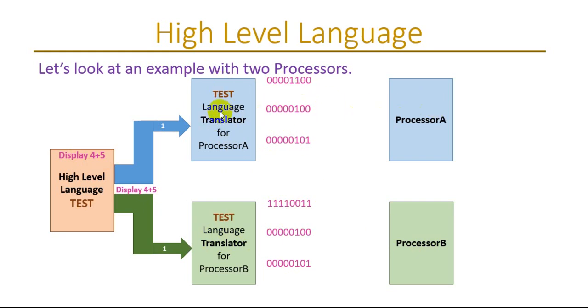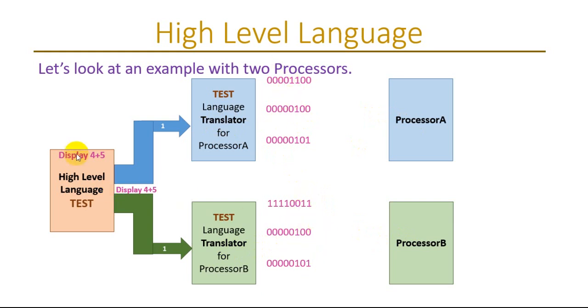So accordingly, each translator will translate according to that. From this, you will understand that whatever is translated from this will not be usable by this processor. B's translation will not work on A and vice versa. That is, A's translation will not work on B. A's one will work only on A, B's one will only work on B. So this is the add part in A, and this is the add part in B.